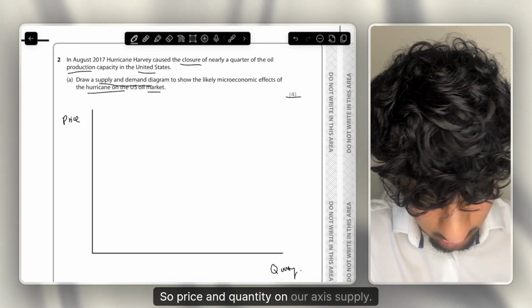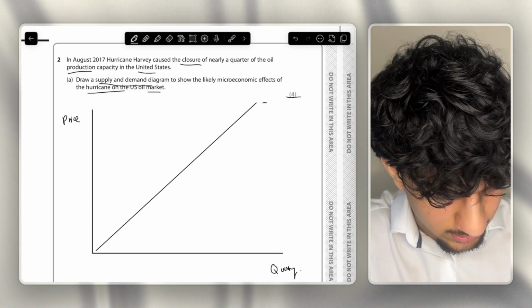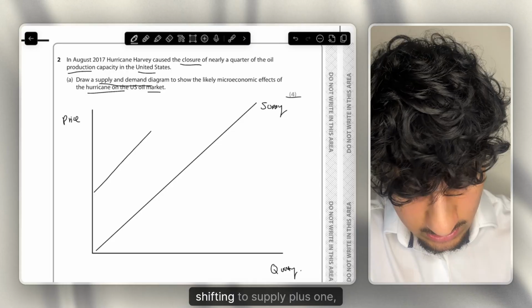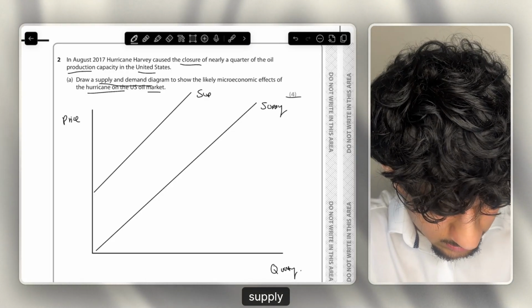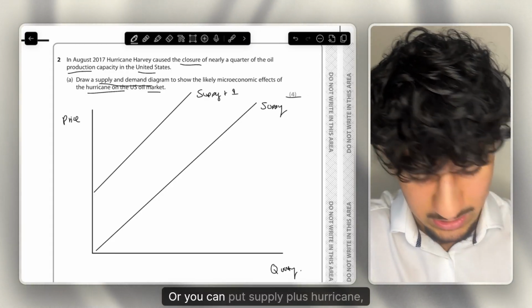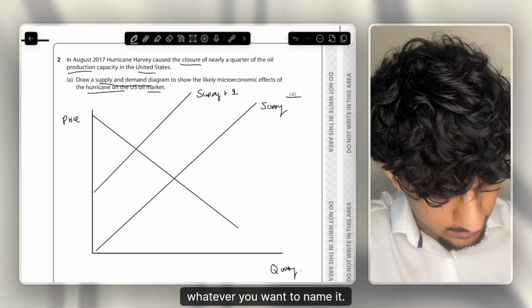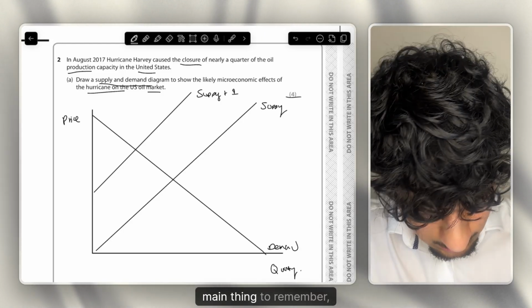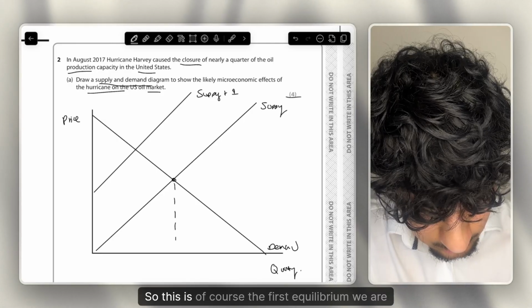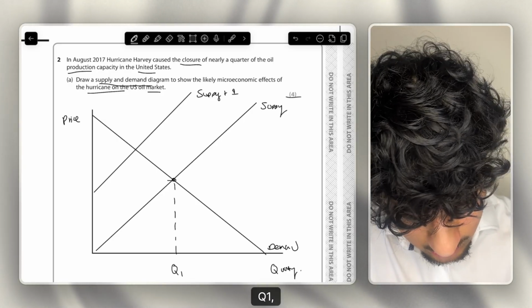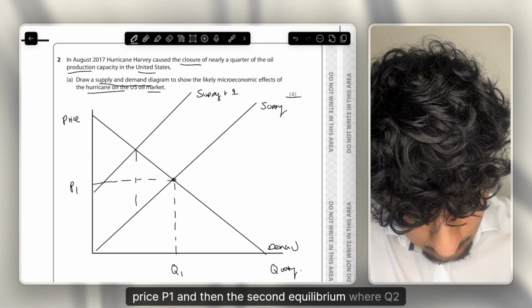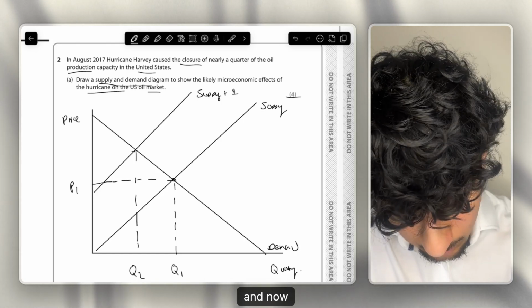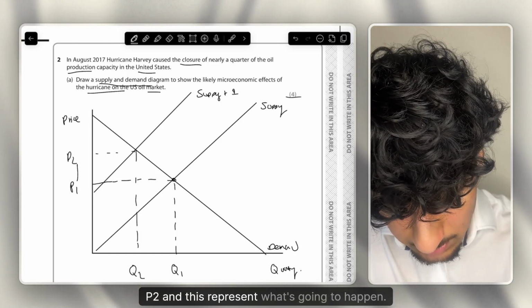So, price and quantity on our axes. Supply shifting to supply plus 1, or you can put supply plus hurricane, whatever you want to name it. Then we have our demand curve, of course. The main thing to remember is to label up the two equilibriums. This is the first equilibrium, we have Q1 and price P1, and then the second equilibrium, we have Q2 and now P2.